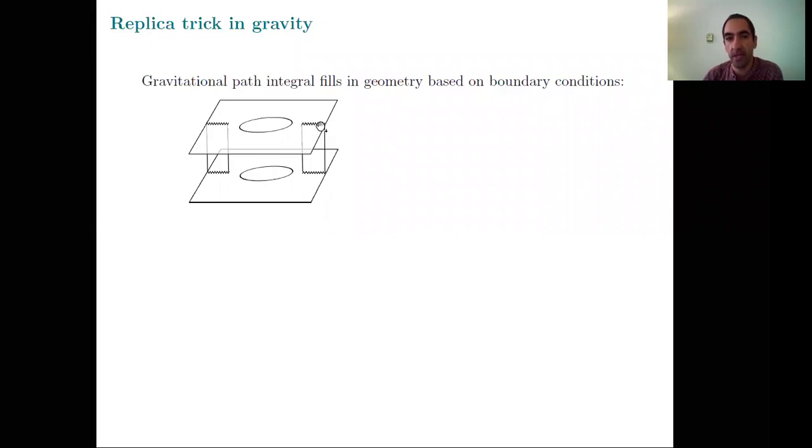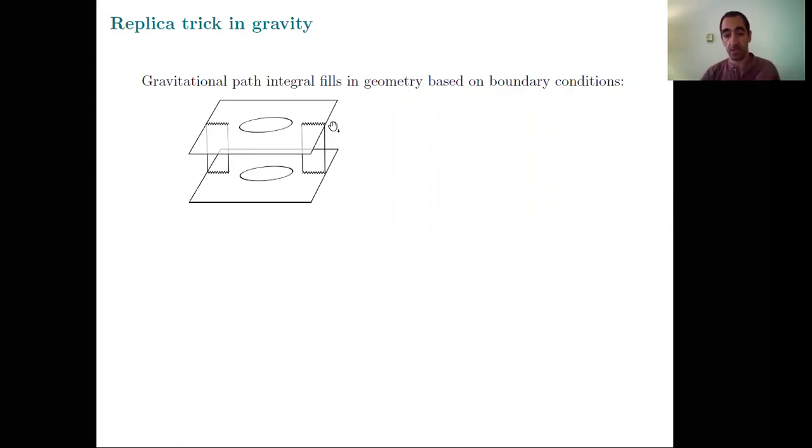The way you do that is you compute the nth Renyi. Here I've represented a second Renyi, so you make a second copy and you glue together these two sheets across the cuts. So this is what the replica trick in field theory looks like. You compute the partition function on this topologically non-trivial manifold.